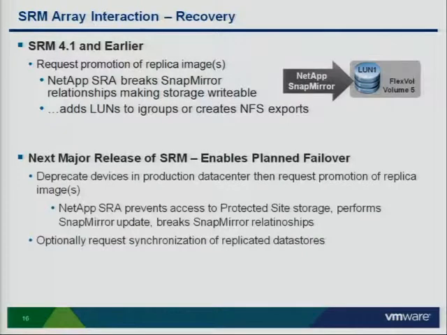So in the next major release, again, a new feature we're going to get is the capability to do what's called a planned failover. In the planned failover, the workflow changes a little, where SRM will shut down the environment at the source site, shut down all the virtual machines, and then deprecate the storage there so that it becomes read-only. Then it issues a replication update so that any changes users were making to data before the virtual machines shut down will get replicated to the DR site, and then the workflow from there is similar, where we add LUNs to I groups or create NFS exports and the virtual machines start up.